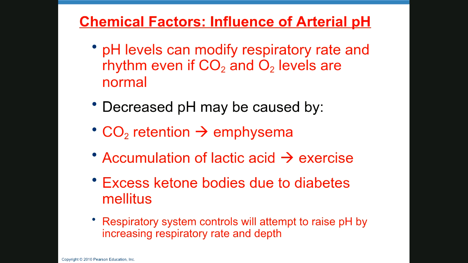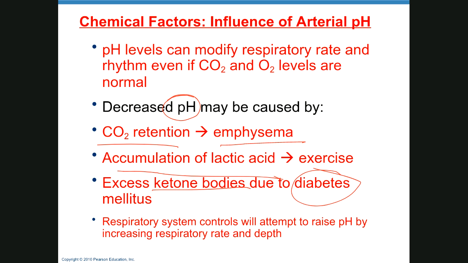A decreased pH may be due to CO2 retention, as happens with emphysema, exercise, ketone bodies, which happens with diabetes patients, the metabolic acids. So a diabetic patient in a diabetic coma, or in acidosis, is going to have an increased respiratory rate.